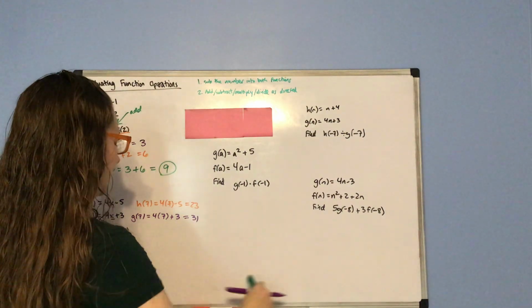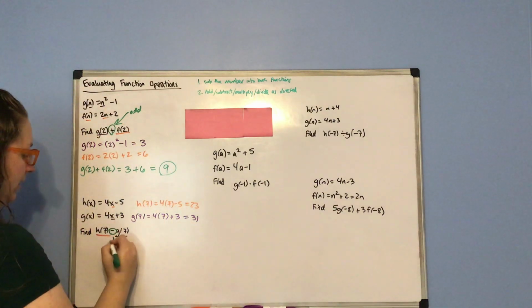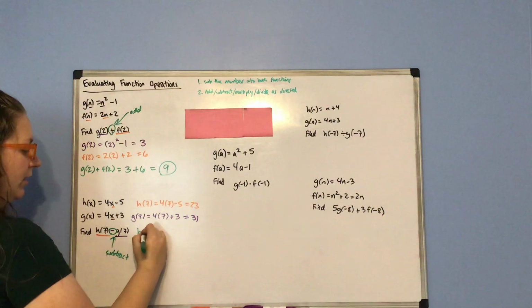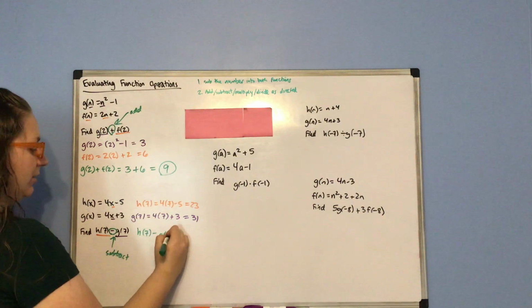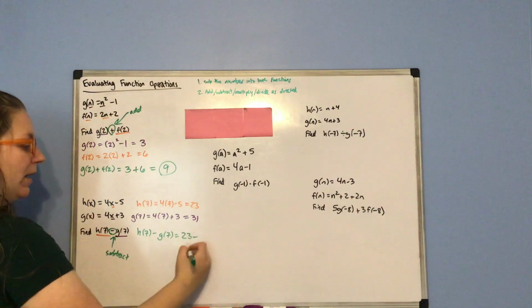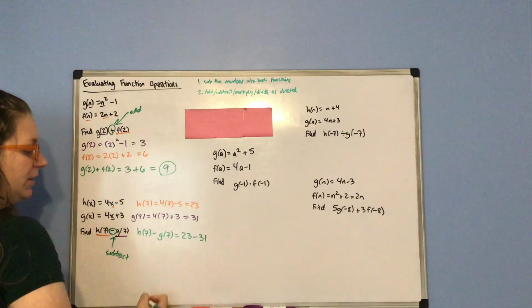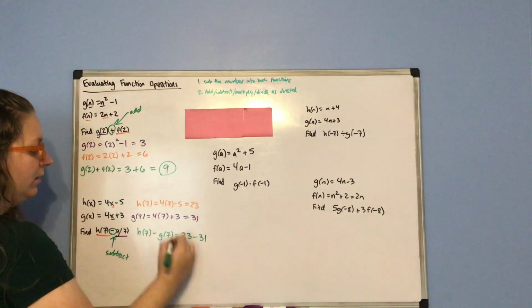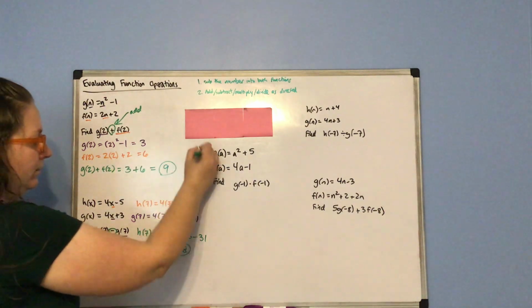And then because I have a minus sign here, I need to subtract. So to get my final answer, h of 7 minus g of 7, I'm going to take my h of 7 answer, which was 23, minus my g of 7 answer, which was 31. 23 minus 31 gives me negative 8.